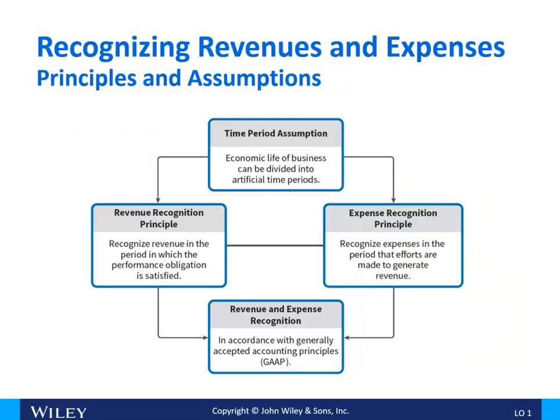And here's kind of a summary, some principles and assumptions. The time period assumption: we divide the economic life of the business into artificial time periods. We look at revenue and recognize revenue in the period when the performance obligation is satisfied. We look at our expenses and recognize expenses in the period that the efforts were made to generate revenue. Together, revenue and expense recognition are in accordance with generally accepted accounting principles.